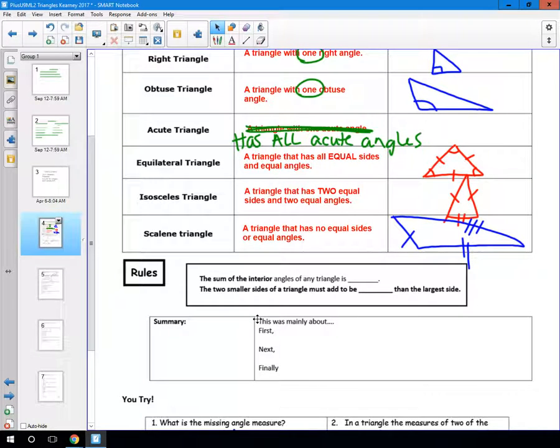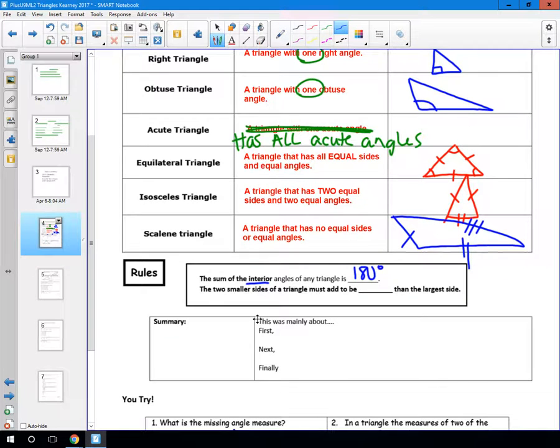So the first rule about all triangles is that the sum of all the interior, which is just a fancy word for inside, angles of any triangle is 180. That means no matter how big or small, every triangle, if you were to measure all 3 angles and add them up, all angles add up to 180. Okay? And I'll explain, when you come to me, why that works.